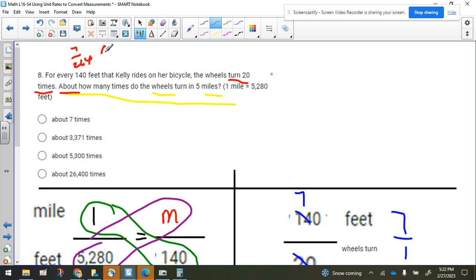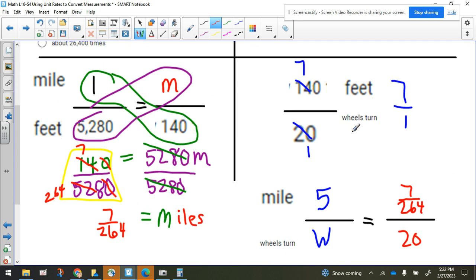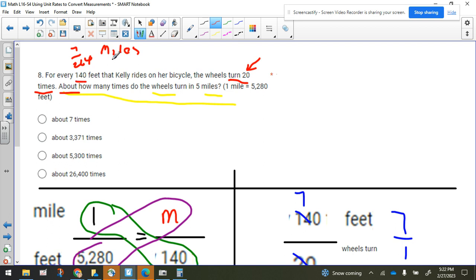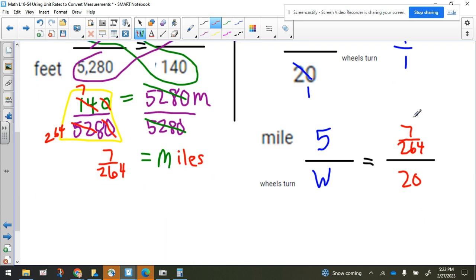264ths of a mile. And this, right, the 20 wheel turns, see, that's here. So it's basically just taking this, turning it into miles, and writing that as a ratio. And see, here it is, right here. Now, again, they want to know how many wheel turns in 5 miles. That's what the question is asking.